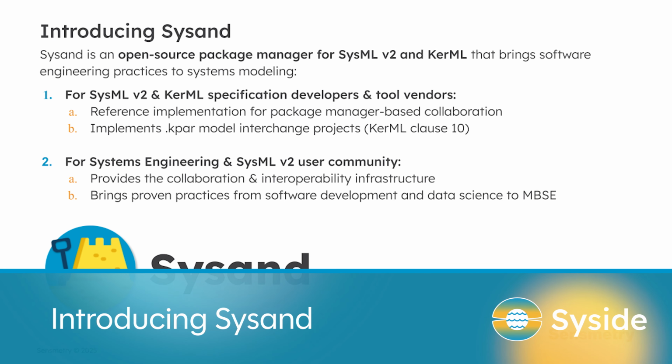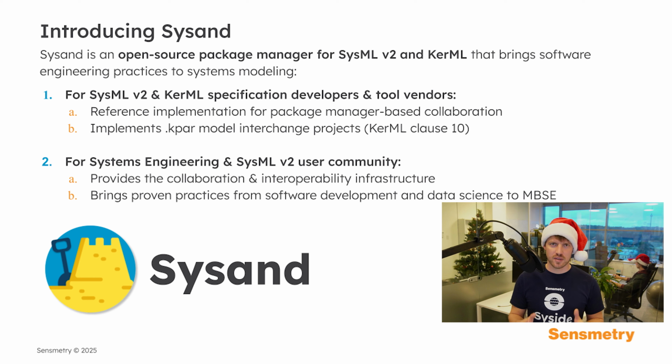The SysML v2 and KerML standards define two collaboration approaches. First is API-based, and second is package and manager-based. Sysand is the first real implementation of the package and manager approach that brings proven software engineering practices to systems modeling. It gives SysML v2 models a modular structure through reusable libraries. This ensures teams use the correct versions consistently and provides a unified way to distribute and consume model assets.